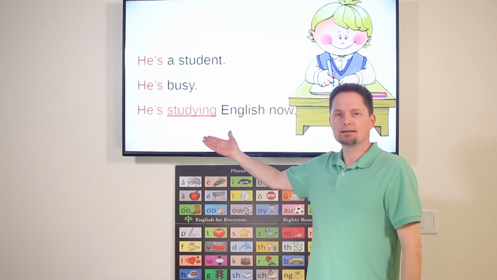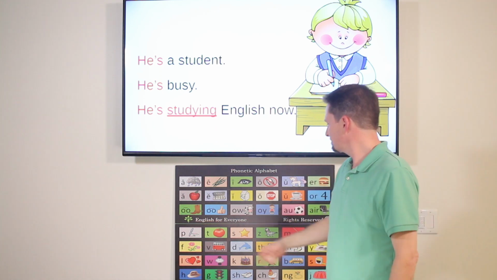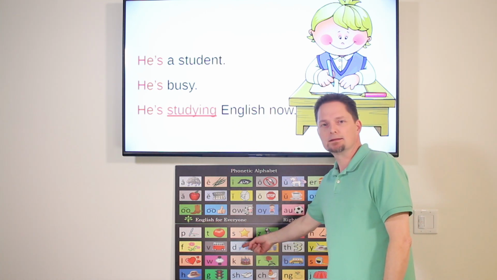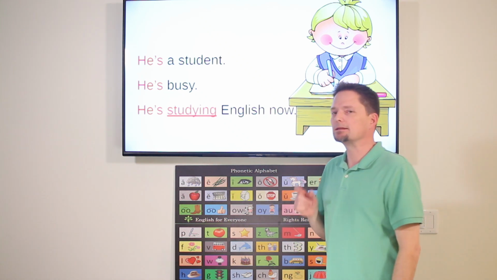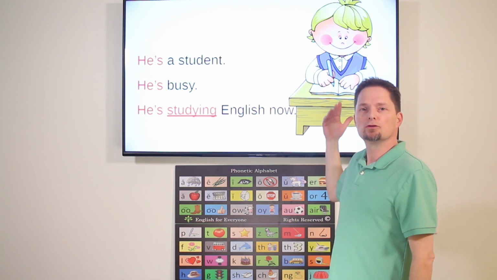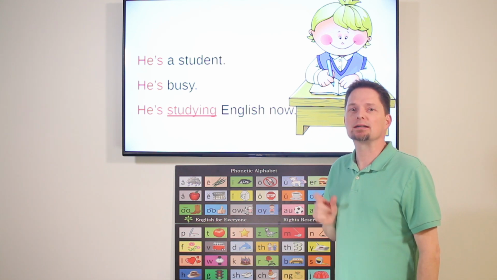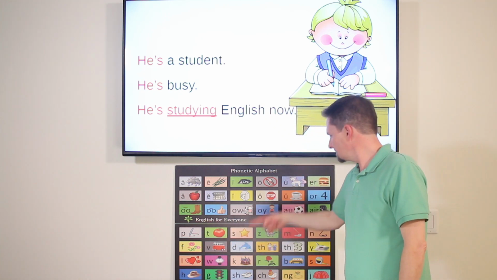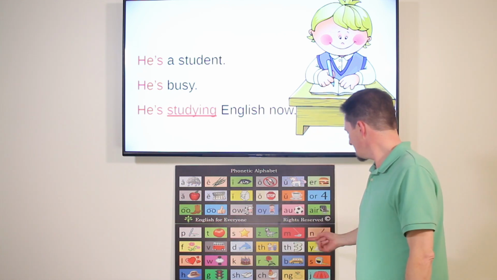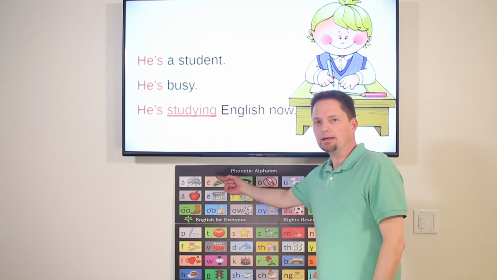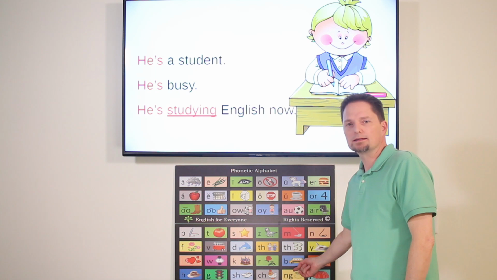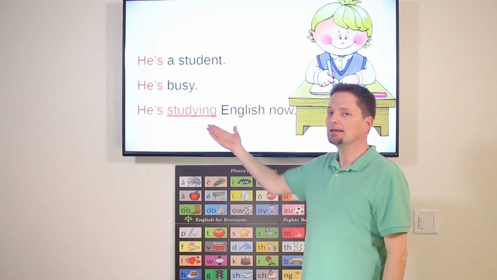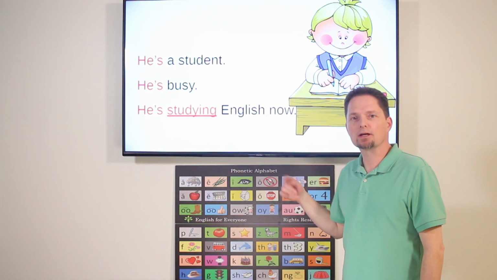New vocabulary. Study. Continuous, studying. Pronunciation: study. Study is a simple action for student. Student is a person. He's a student. An action, study. Continuous, studying. He's studying English. Complete: he's a student, he's busy, and he's studying English now.